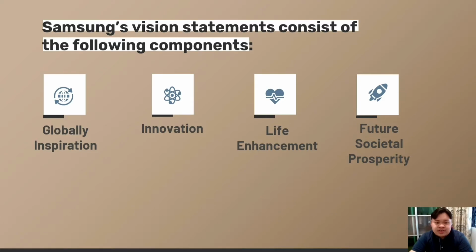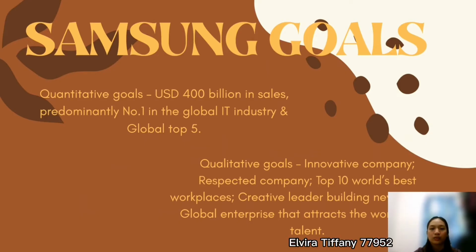For Samsung goals, there are two types of goals that Samsung company focuses on, which are the quantitative and qualitative goals. For quantitative goals, Samsung aims for USD 400 billion in sales, predominantly number 1 in the global IT industry and global top 5. Meanwhile, for the qualitative goals, Samsung aims for an innovative company, respected company, becoming one of the top 10 world's best workplaces, creative leader building new markets, and global enterprise that attracts the world's best talent.